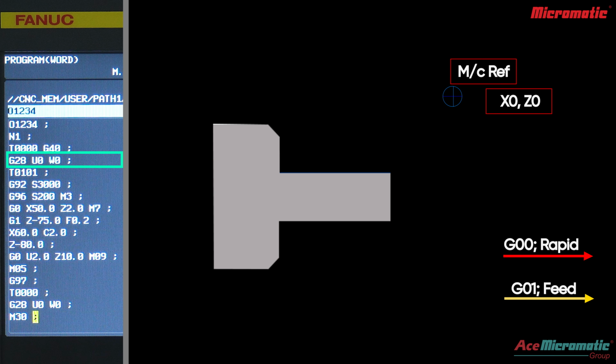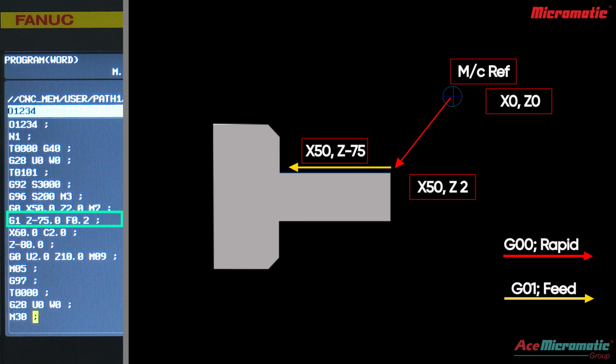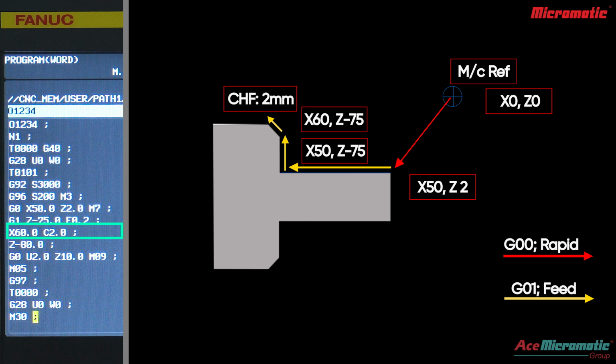The program starts at the home position X0, Z0. Rapid G00 to X50, Z2. Feed movement horizontally from X50, Z2 to X50, Z-75. Feed movement vertically from X50 to X60. A 2 mm chamfer is applied at that corner.